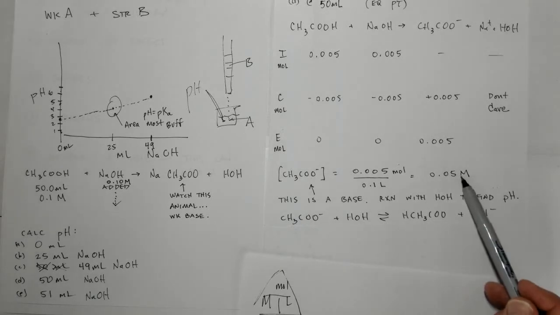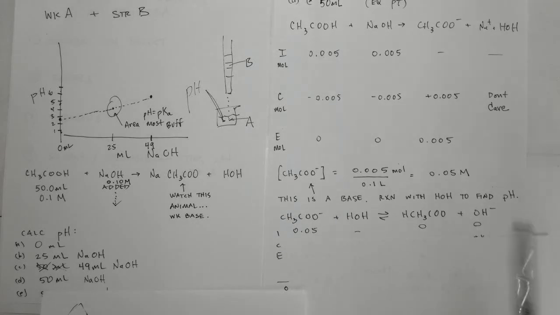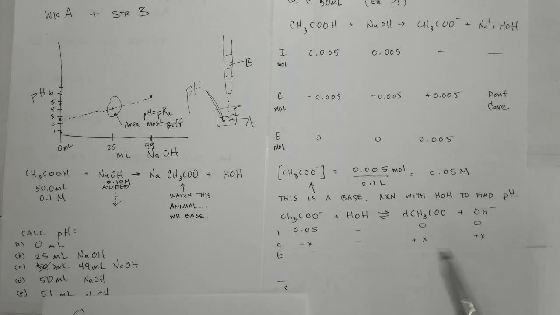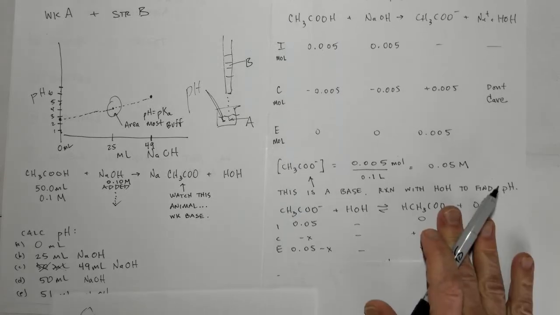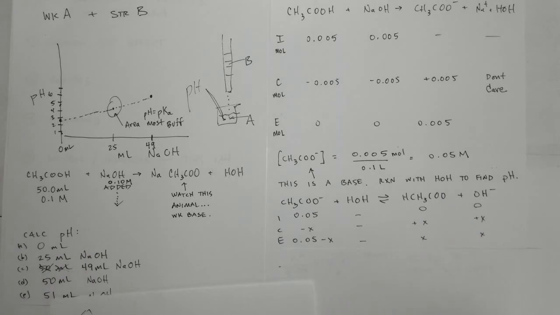But this time I can actually just use the concentration. And so make your ice table not very big, and I can put 0.05 in there, none, none. As the equilibrium change takes place, I will lose x, gain x, gain x. In the end, I will have 0.05 minus x, x, and x. And I'll pause there for a second for you to catch up with the writing.